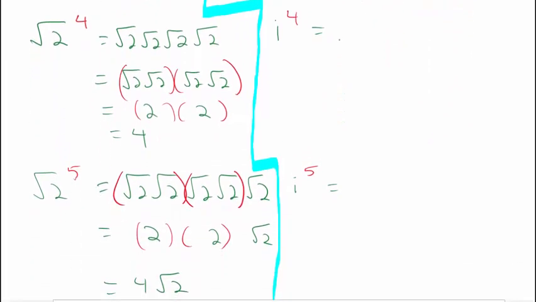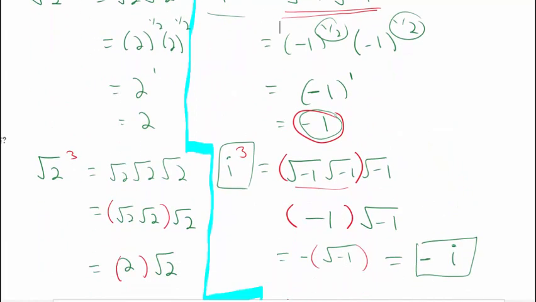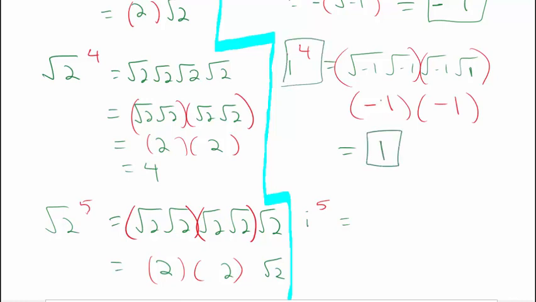Let's do i to the fourth. We say square root of negative 1 times square root of negative 1 times square root of negative 1 times square root of negative 1. Then we can break this up. We know that square root of negative 1 times square root of negative 1 is the same thing as i squared, and that's going to equal negative 1. So we can reduce this to negative 1 times negative 1, and negative 1 times negative 1 equals 1. So i to the fourth equals 1.